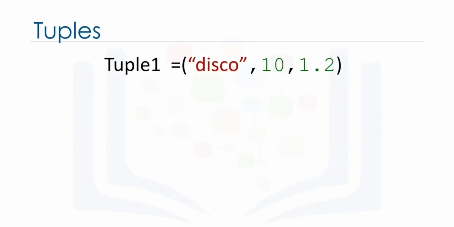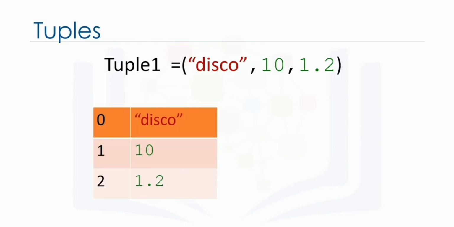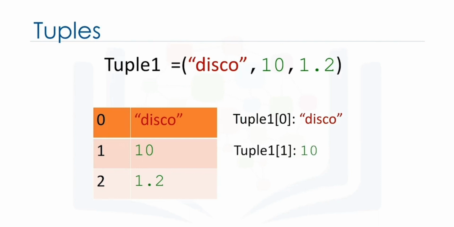Each element of a tuple can be accessed via an index. The following table represents the relationship between the index and the elements in the tuple. The first element can be accessed by the name of the tuple followed by a square bracket with the index number, in this case 0. We can access the second element as follows. We can also access the last element.